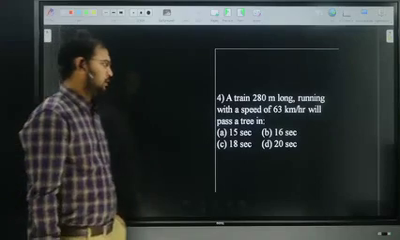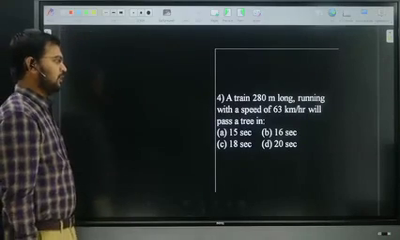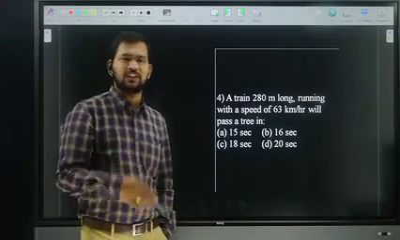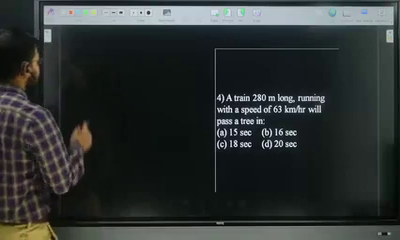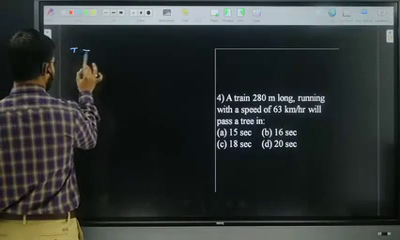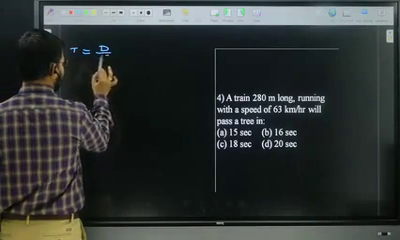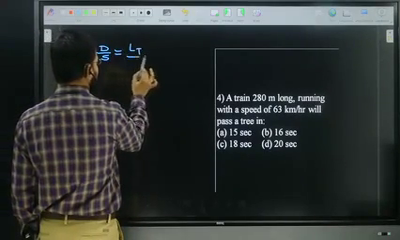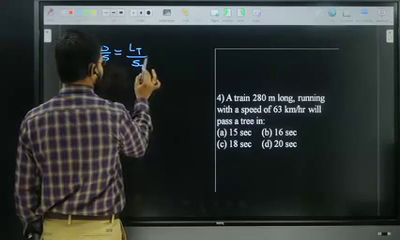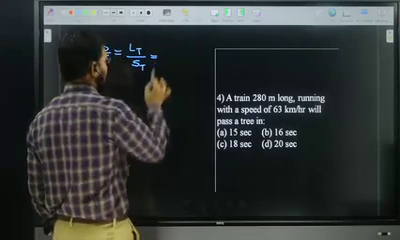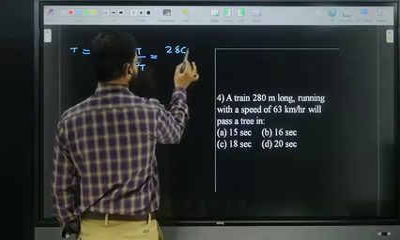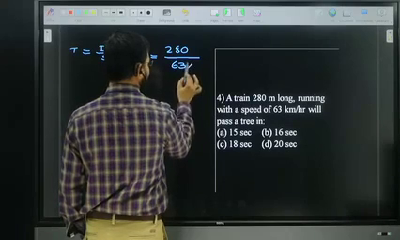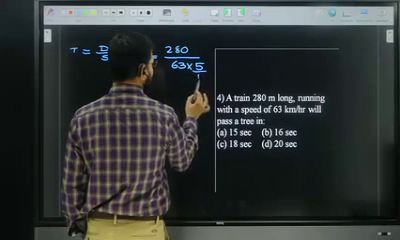A train 280 meters long running with a speed of 63 km per hour will pass a tree. So tree is also a stationary object. Generally time is nothing but distance by speed. Distance is the length of the train itself. Length of the train by speed of the train. Length of the train is 280 meters divided by speed of the train, 63. But we need to convert them into meter per second, 5 by 18.